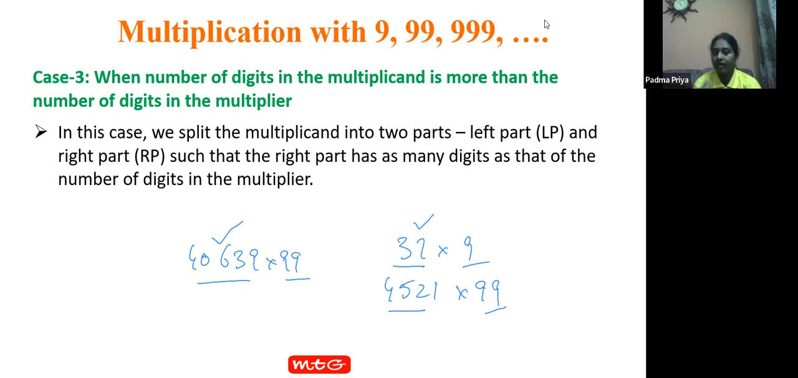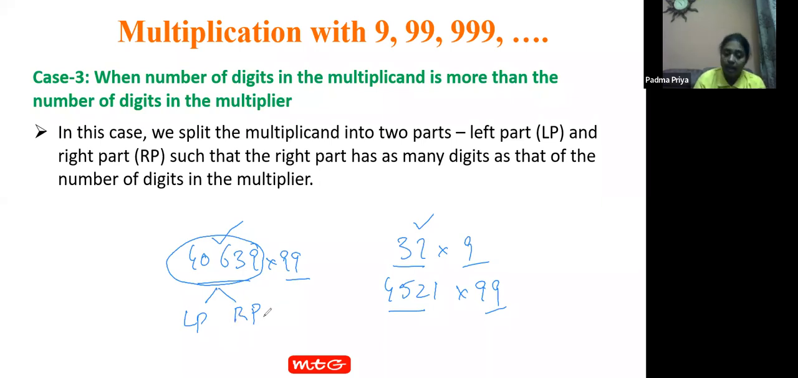No. Then have patience. You need to divide the number into two parts such that the right part has as many digits as the multiplier. For example, the question on the screen: this is our multiplicand. I should make this into two parts, one the left part, LP, the other the right part, RP. Now, how many digits should be in LP and how many in RP? Here, RP should be 39 and 406 in LP.